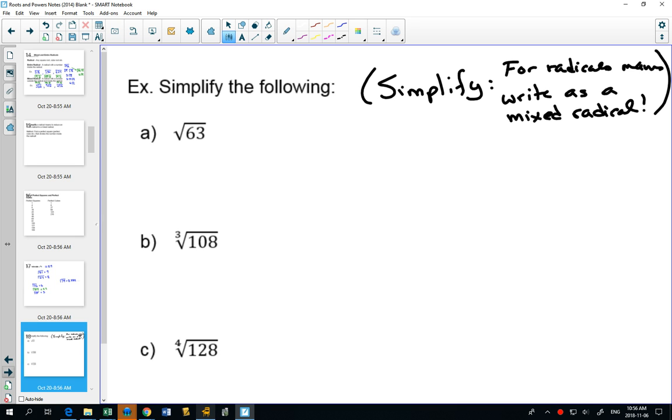The first one is a square root. So we see 63. We have to think, what times what is 63? Is there anything where one of the numbers is a perfect square? 9 times 7.